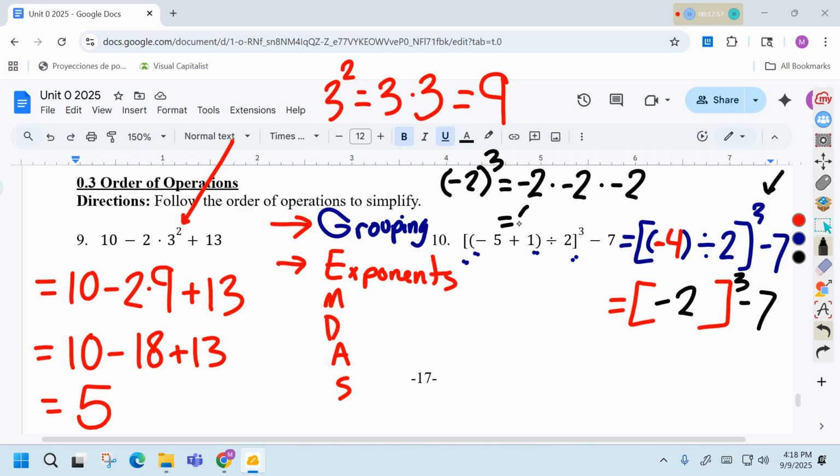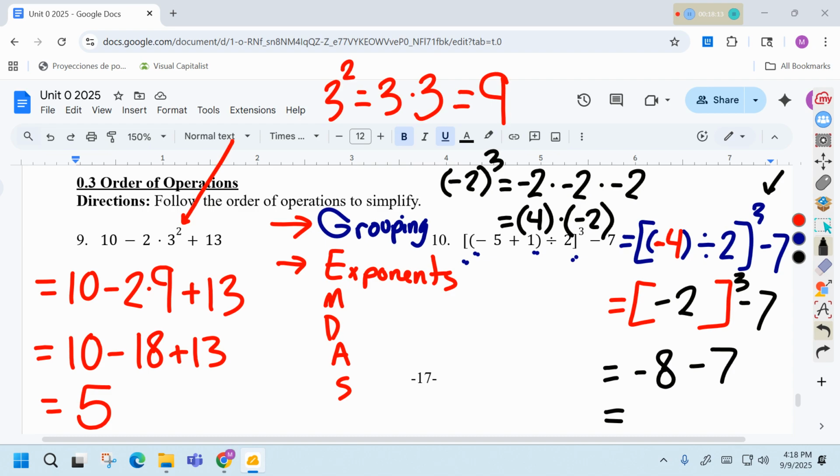But negative 2 times negative 2 makes positive 4. And I still have to do that times the negative 2. And a positive times a negative makes a negative. So 4 times negative 2 is negative 8. And we end up with negative 8 minus 7.